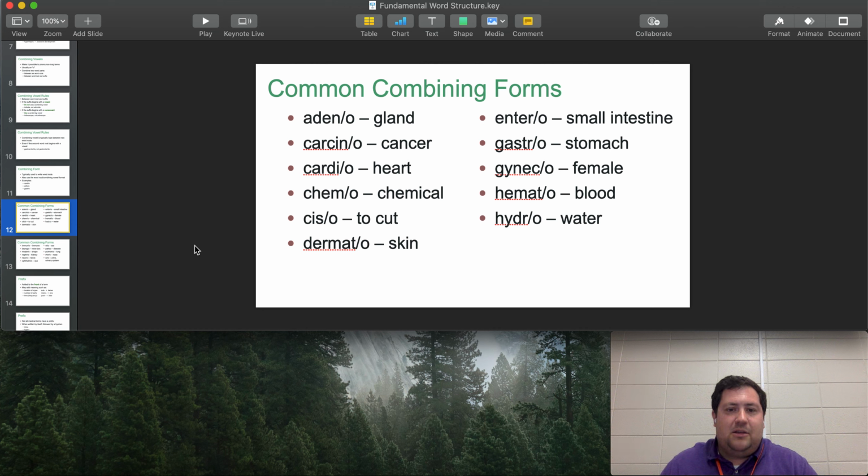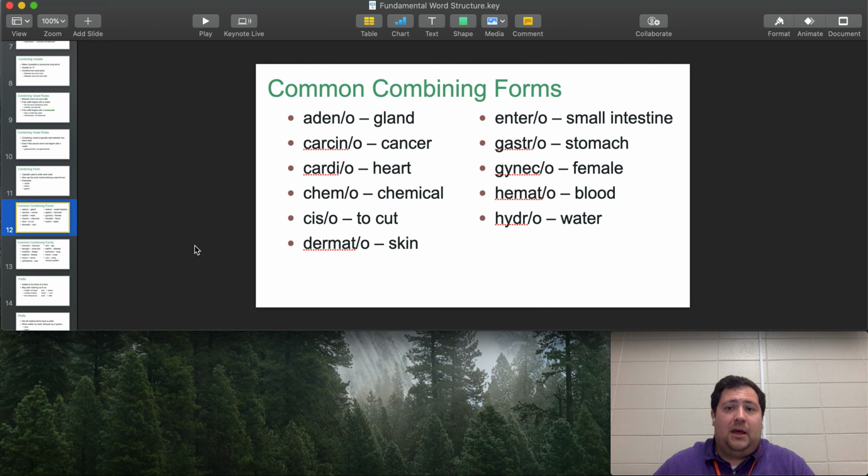Cysto means to cut. Dermato means the skin, like a dermatologist is one who studies the skin. Entero, we talked about that one. Gastro, we've also talked about that one. Gyneco means female. And if you have been to a gynecologist, you have gone to a female reproductive system doctor.